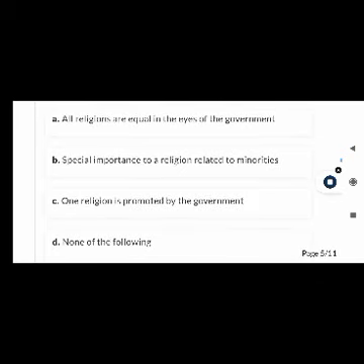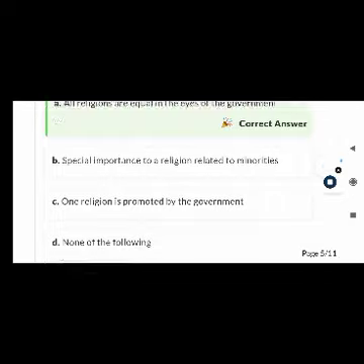Try yourself. What is the true meaning of secular? A. All religions are equal in the eyes of the government. B. Special importance to a religion related to minorities. C. One religion is promoted by the government. D. None of the following. Explanation: Secular means all religions are equal in the eyes of the government. View solution.